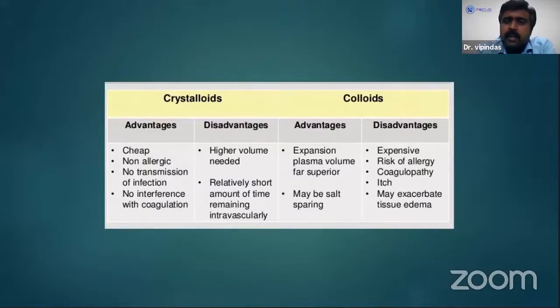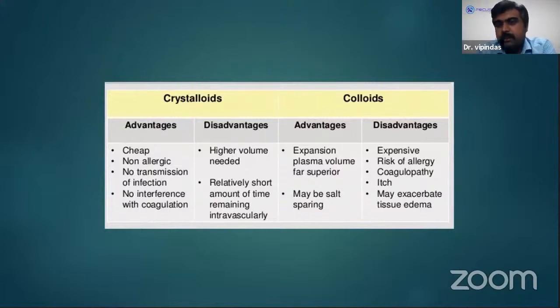Then, what about colloids? The main advantage is it expands the plasma volume far superiorly, and it may be salt sparing. So the advantage of colloid is it works as a plasma expander. And what are the problems with the colloids? They are expensive. There is a risk of allergy. There will be coagulopathy. Itching may be there, and it may exacerbate the tissue edema. So that is the difference between crystalloid and colloid.